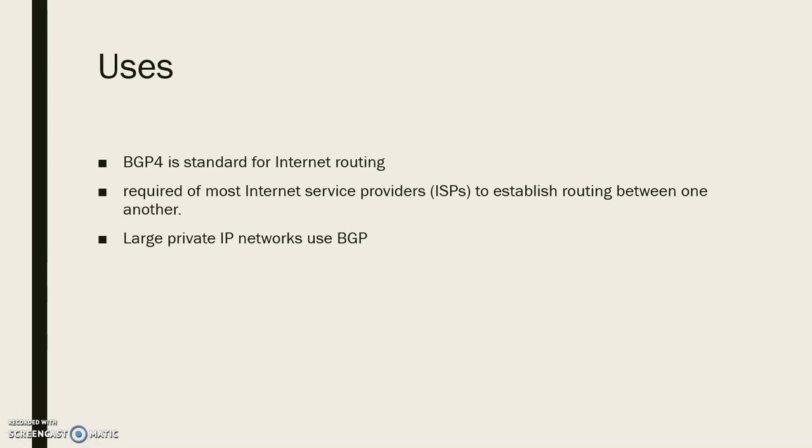BGP4 is a standard for internet routing and required of most internet service providers to establish routing between one another. Very large private IP networks use BGP internally. An example is the joining of a number of large Open Shortest Path First, or OSPF, networks, when OSPF by itself does not scale to the size required.